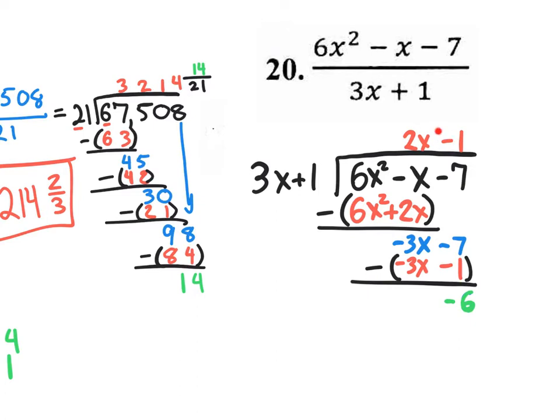This is my answer, but I must put the remainder over the original divisor, okay? So I really have 2x minus 1. I could put plus negative 6 over 3x plus 1, or I could just take that negative in front of the 6 and put it as a minus with the 6 up on top over the original divisor, 3x plus 1. So there's my answer, 2x minus 1 minus 6 over 3x plus 1.